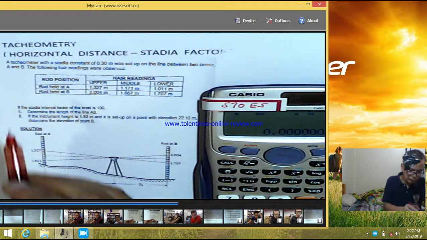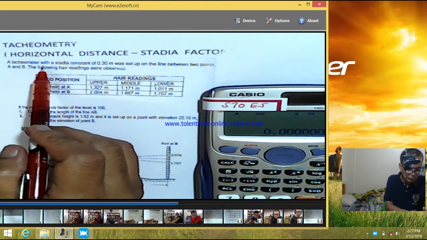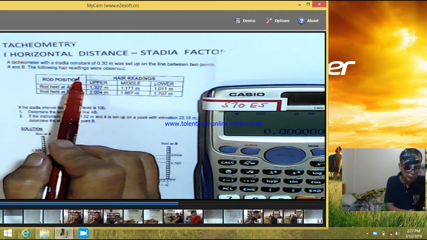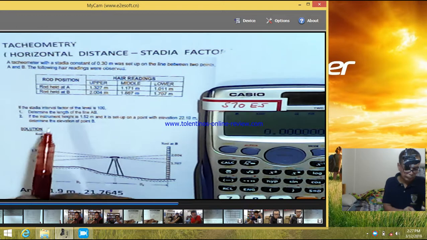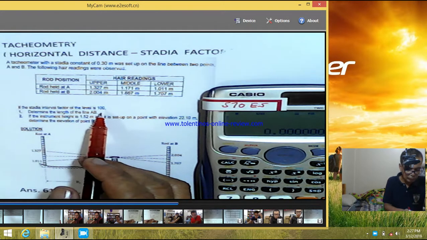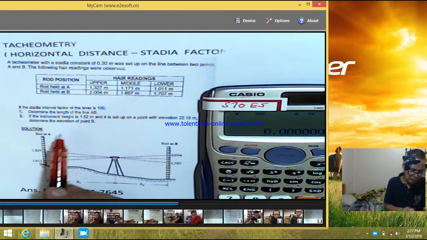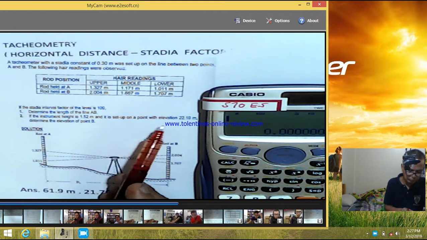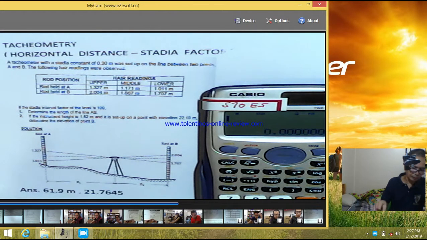Alright, let's have this horizontal distance stadia factor analysis. A tachymeter with a stadia constant of 0.3 was set up on the line between points A and B. These are the given readings. The stadia interval factor of the level is 100. Determine the length of AB, and if the instrument height is 1.52 meters and is set up on the point with elevation 22.1, determine the elevation of point B.